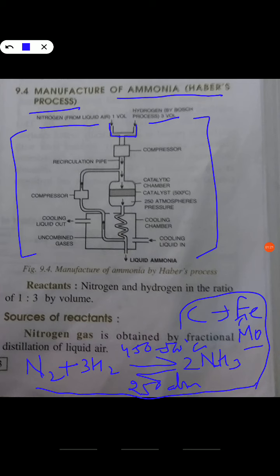Nitrogen we get from air. We know air contains 78% nitrogen, so we can obtain it from air by fractional liquefaction. And hydrogen we can obtain from the Bosch process, where we obtain hydrogen from coal gas. We have done it in class 9. Now we will compress both the gases in the compressor and put them in the circulating pipe here. From the circulating pipe it goes to the catalyst chamber.